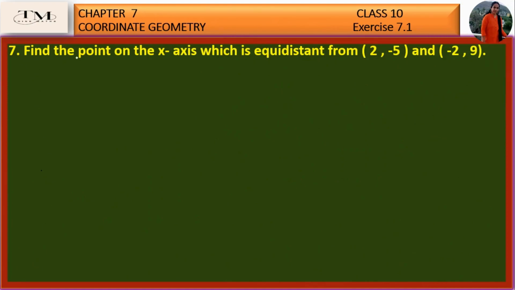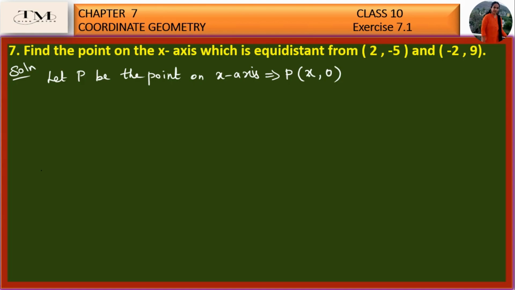Seventh one: find the point on the x-axis which is equidistant from 2 comma minus 5 and minus 2 comma 9. So there is a point on x-axis. Let us name the point as P. So let P be the point on x-axis. How will be the point on x-axis? In x-axis, y coordinate will be 0. So P will be a point x comma 0.